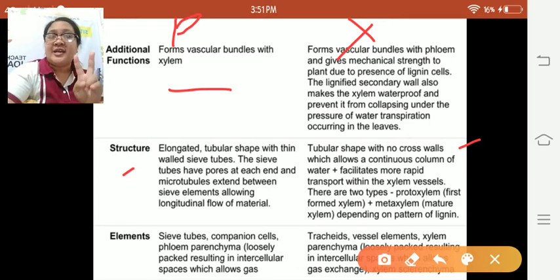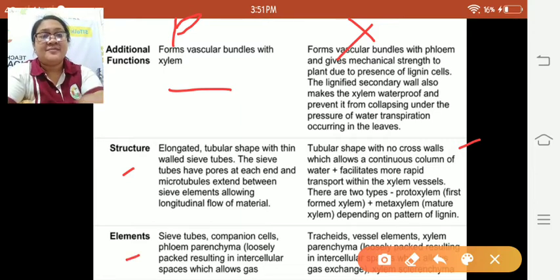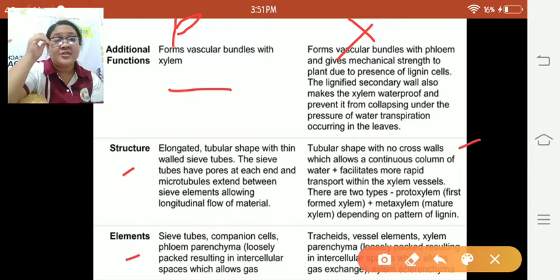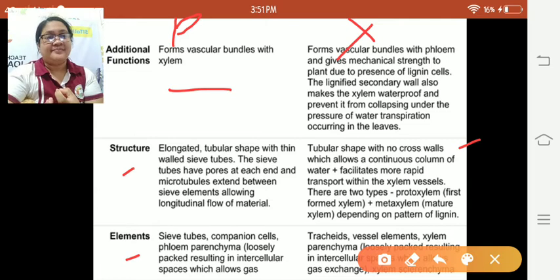So there are two types of this one. We have the protoxylem, which is the first formed xylem, and the metaxylem, which is the mature xylem, and it depends on the pattern of lignin. Okay, for the elements, for the phloem: sieve tubes, companion cells, phloem parenchyma, loosely packed, resulting in intercellular spaces which allow gas.